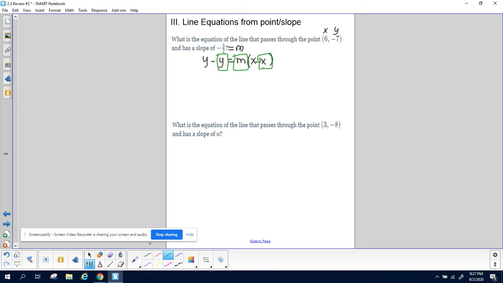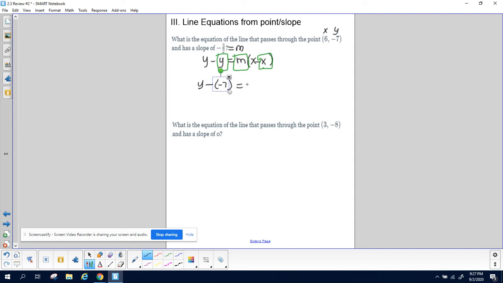Sorry about that. So it will look like this: y, subtract, and then this is not the y value. This is not the y value. -7 is the y value. Remember, if you subtract a negative, we will end up writing a positive. I'm not sure why that happens.